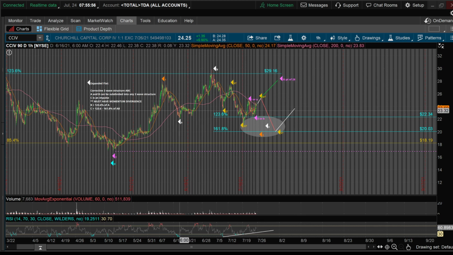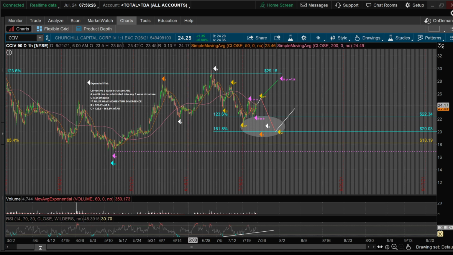Ultimately, what we're in was a complex correction, and what I found is that I believe we're in an expanded flat. So now let's talk about what an expanded flat is. It's a corrective wave, a three-wave structure. So you have an A, a B, and a C, right? A and B can both be subdivided into any three-wave structures, W, X, Y, stuff like that, and then C ends up becoming an impulse.